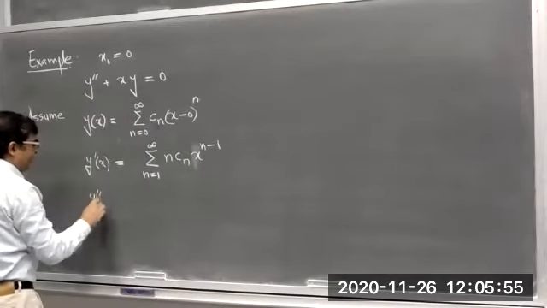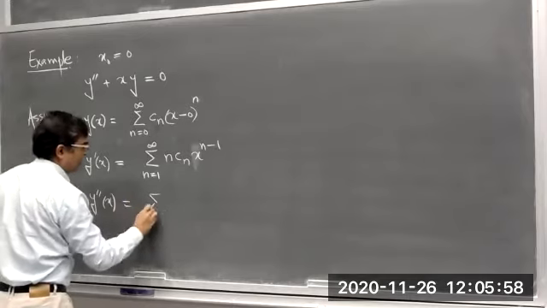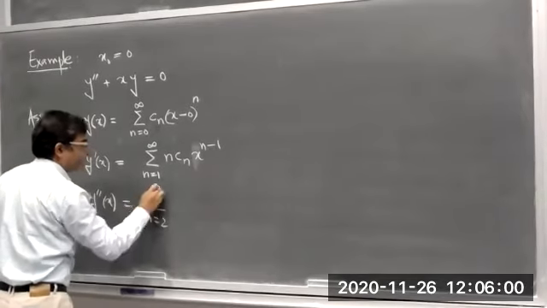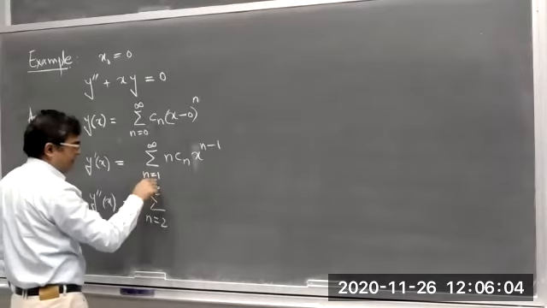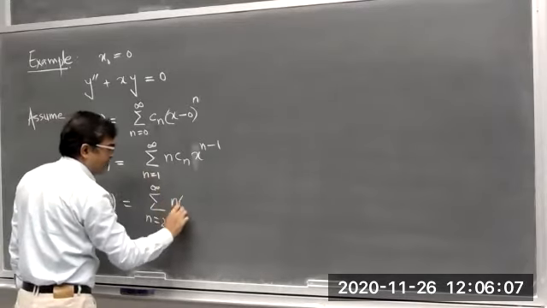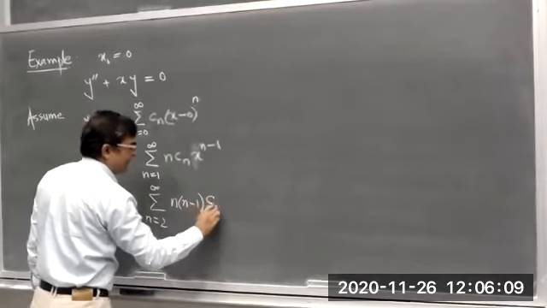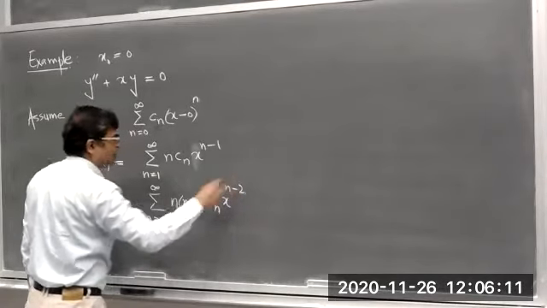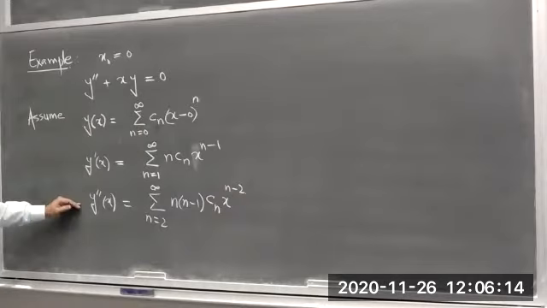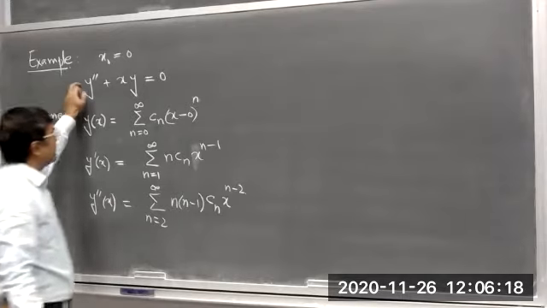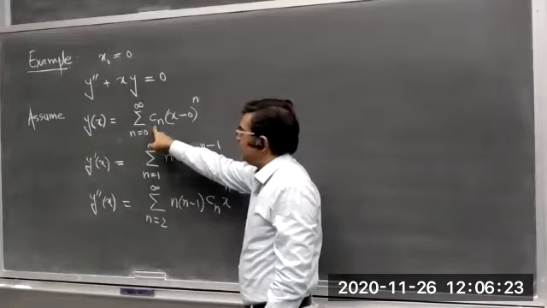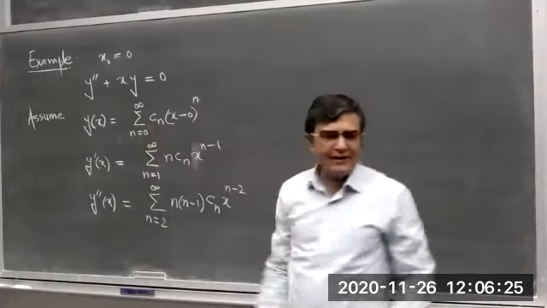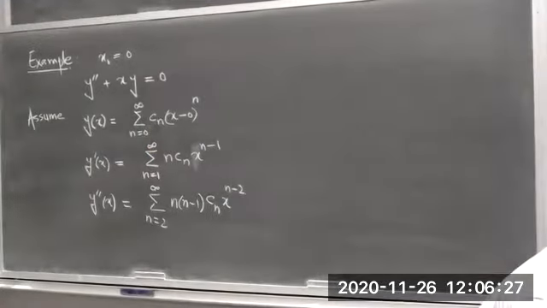And in the second derivative, the summation will start from 2 to infinity. I told you in the previous lecture why we increase the summation index here. It is n into n minus 1 Cn x raised to the power n minus 2. Now we have these three expressions. We insert them in this differential equation, and we try to find the unknown coefficients Cn.